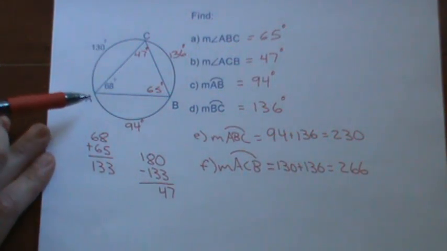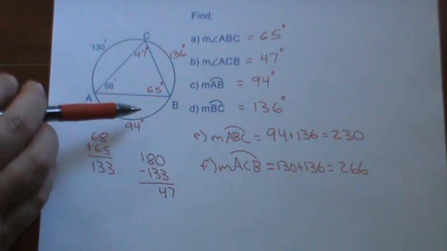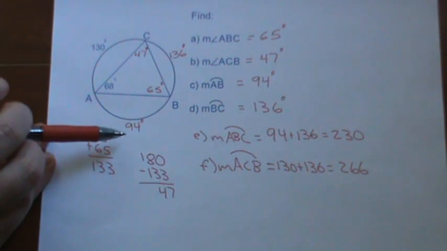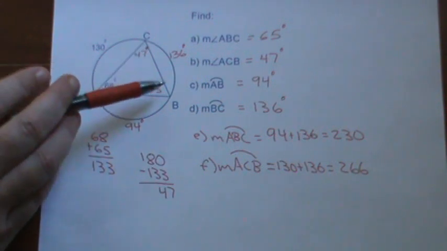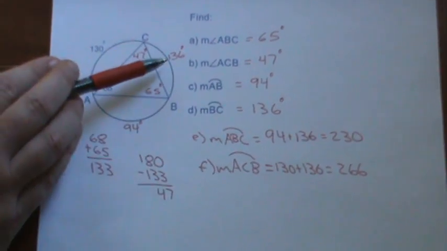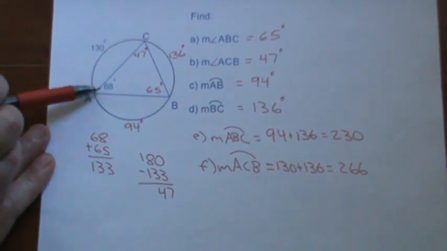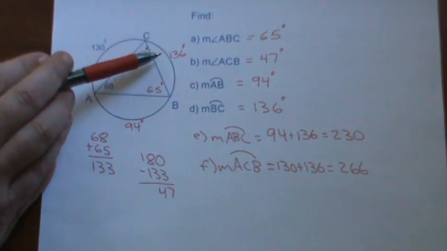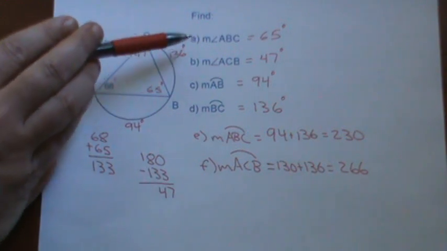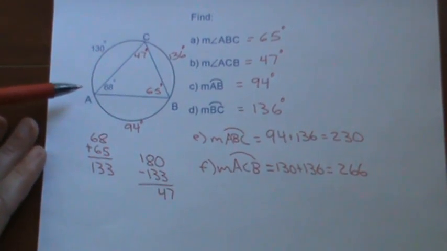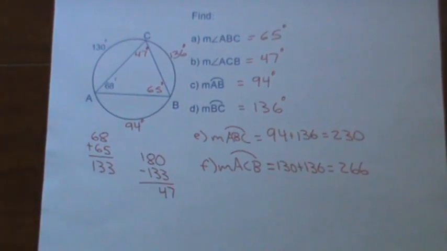If I wanted to find the measure of arc AB, I know that the arc has to be twice the measure of the inscribed angle. So if I take 47 and double it, that gives me 94 degrees. If I wanted to find arc BC, I know that the measure of the intercepted arc has to be twice the measure of the inscribed angle. So if I take 68 degrees and double it, that gives me 136 degrees. Then all that I need to do is just fill in the blanks based on what I have written on the diagram. So good luck with today's homework assignment on inscribed angles.